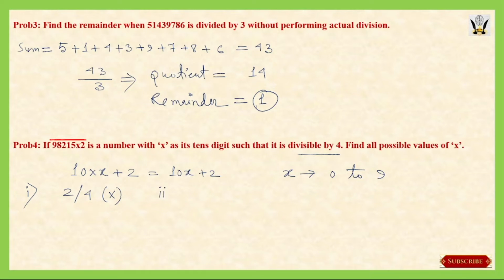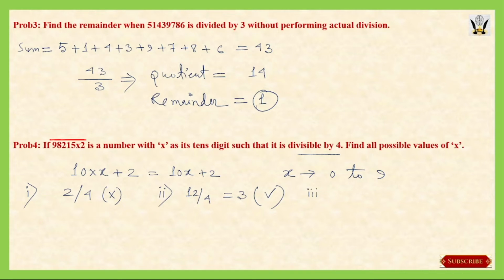Now the second possibility is if x is 1. So if x is 1, then 10 plus 2 will be 12. Now if we divide 12 by 4, the quotient is 3 and the remainder is 0. That means when x is 1, that number 10x plus 2 will be completely divisible by 4, and the whole given number will be divisible by 4.